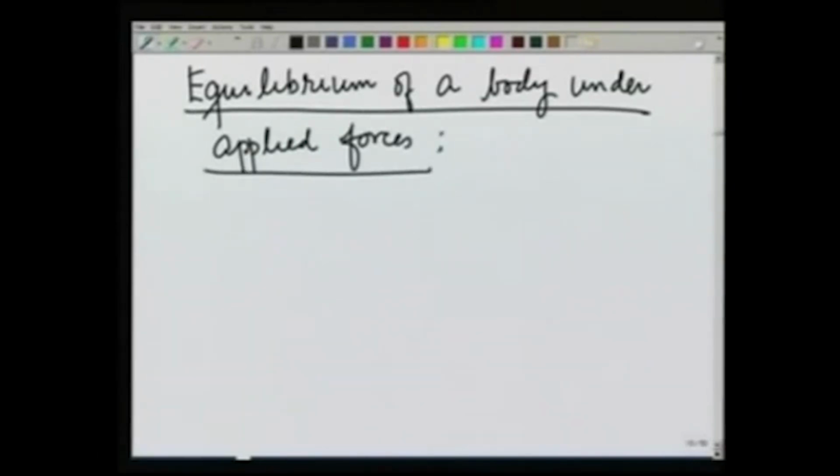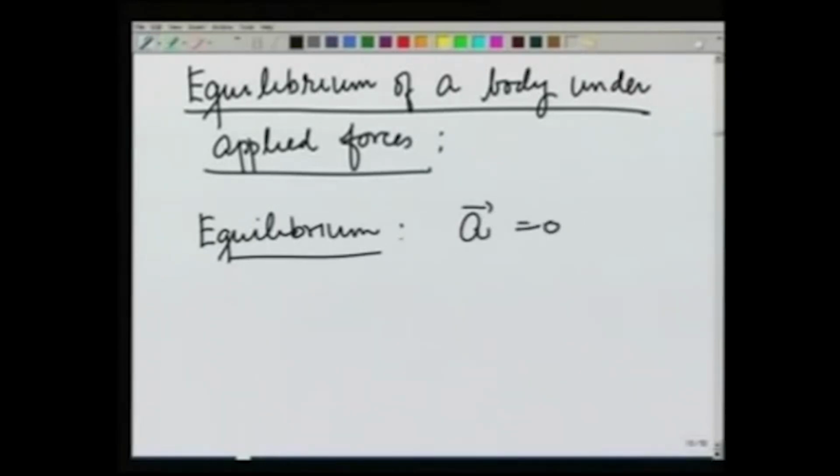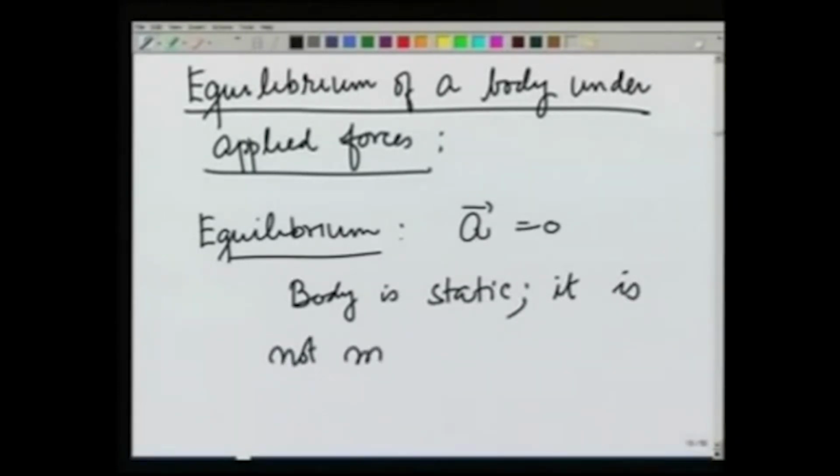As I said in my previous lecture, by equilibrium in general we would mean that the acceleration is 0, but here we would also mean that the body is static. It is not moving. So, let us look at the conditions that are necessary and sufficient to make sure of that.